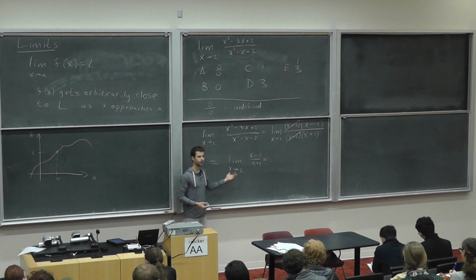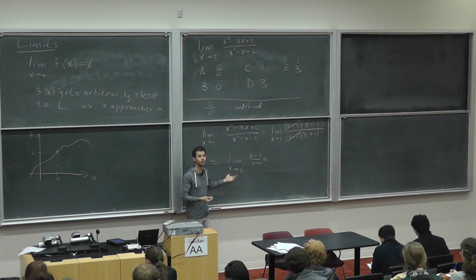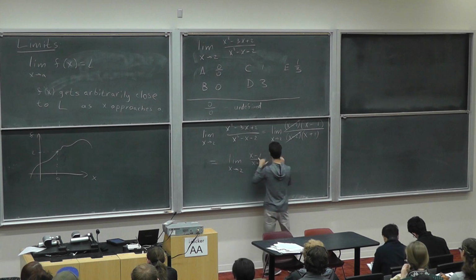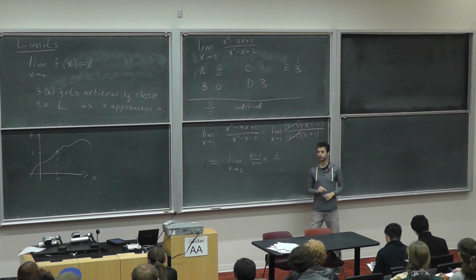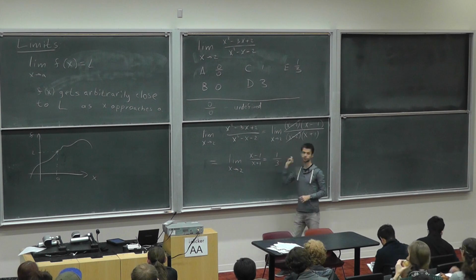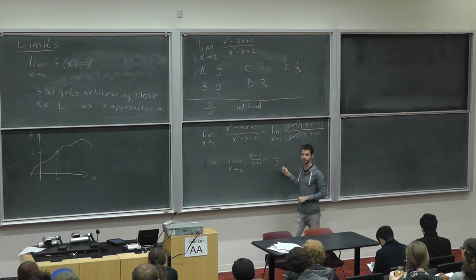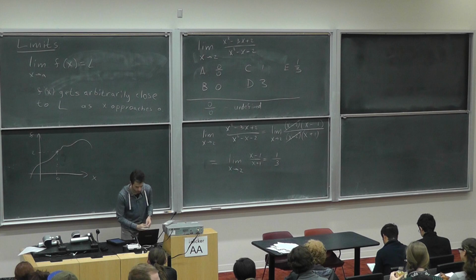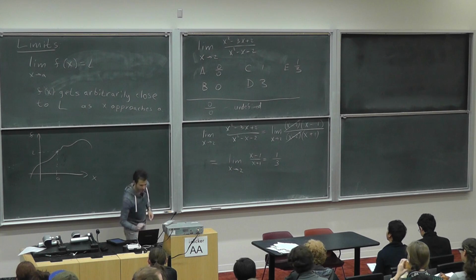And now I can try to argue in the most basic way. When x is close to 2, the numerator is close to 2 minus 1, which is 1. The denominator is close to 2 plus 1, which is 3. So that's the answer, 1 third. And I think most of it was right.